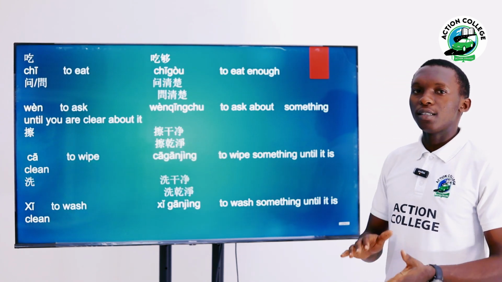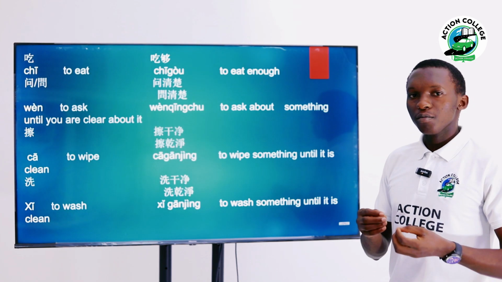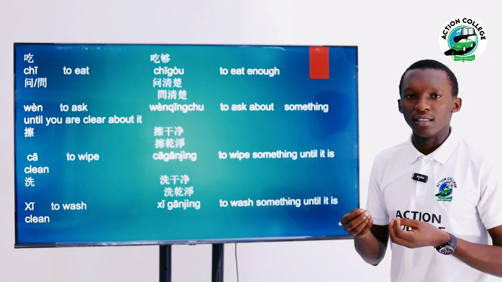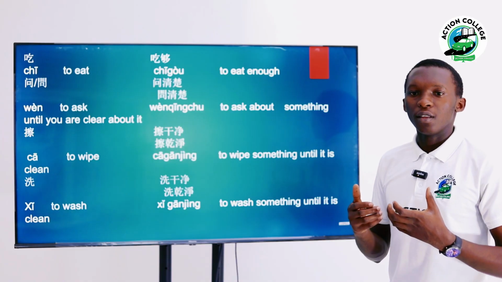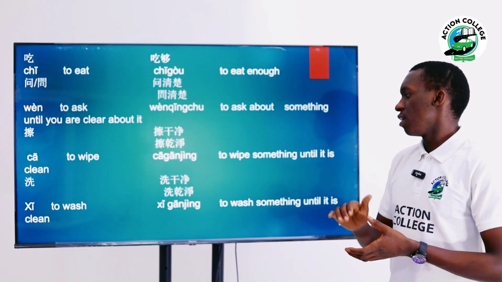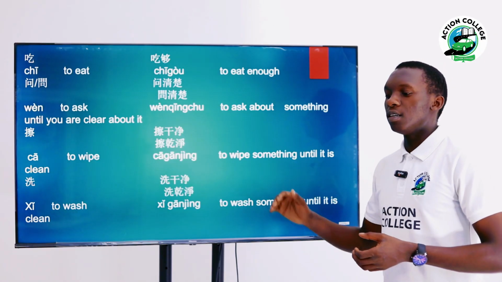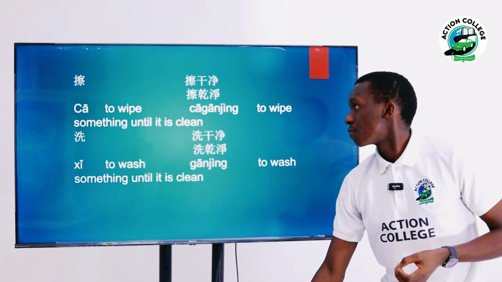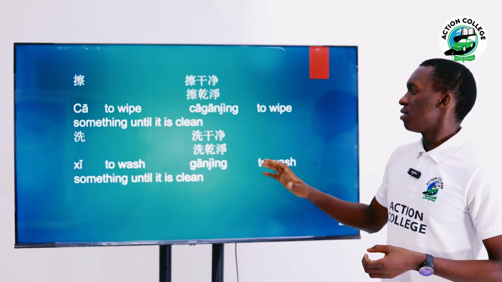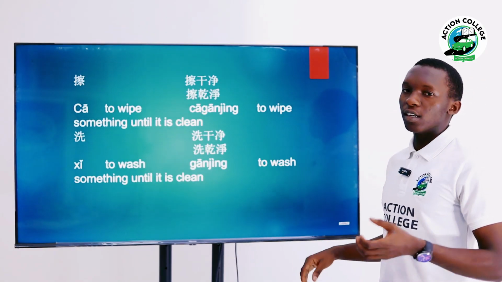The next one is 洗, to wash. To wash is one thing. Someone may wash and at the end, the clothes or the other accessories are not clean. But to show that they are clean, you say 干净, 洗干净. 擦干净, 洗干净, as we studied before.